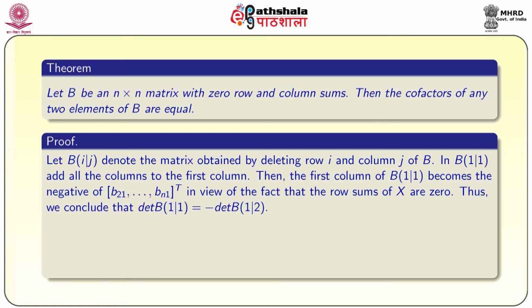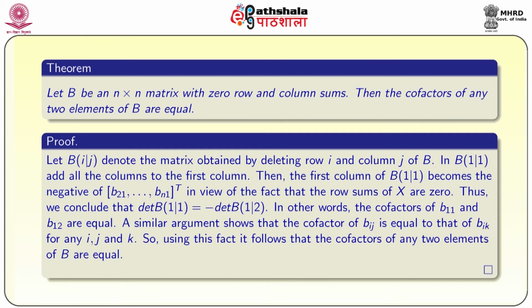So, add all the columns into the first column, then the first column of B_11 becomes the negative of (B_21, and so on, B_n1) transpose, in view of the fact that the row sums of B are 0. Thus, we conclude that the determinant of B_11 is equal to minus the determinant of B_12. In other words, the cofactors of B_11 and B_12 are equal.